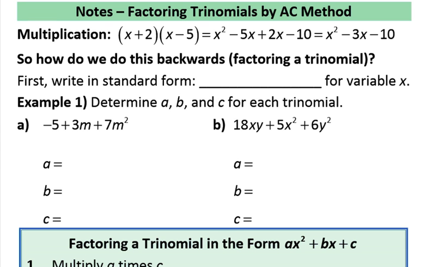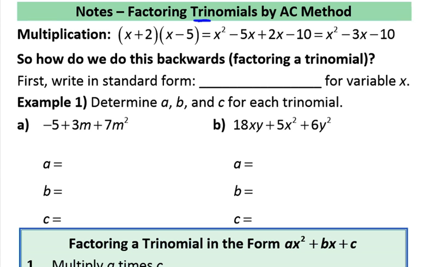This video will cover notes on factoring trinomials by the AC method. So we've been factoring mostly binomials, like with the difference of squares. Now we're going to look at trinomials, which have 3 terms, and we're going to learn a method called the AC method for factoring them. Remember, factoring is the opposite of multiplying polynomials, which we did in the last unit.